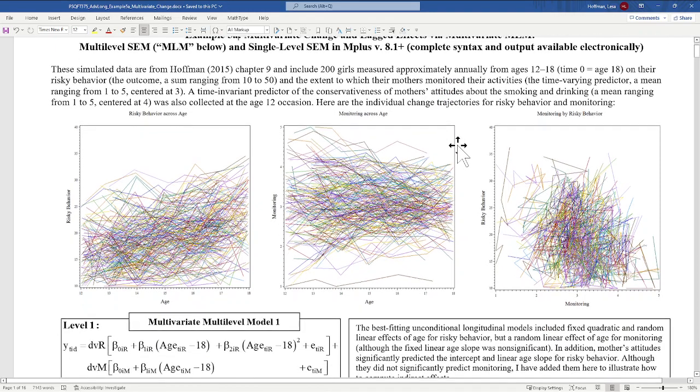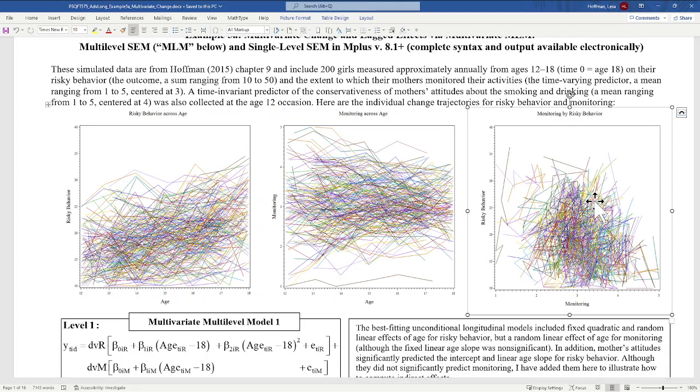So as we discussed in class, these are simulated data based on real data that were part of studies I was involved with when at Penn State as a postdoc. And the two variables in the story here are risky behavior and parental monitoring. Each of these was measured approximately annually across 12 to 18-year-old girls. So we have a spaghetti plot here of changes in risky behavior as a function of age as our time one variable. We have changes in monitoring as a function of age, and then I have a scatter plot here of monitoring by risky behavior to try to get at their bivariate associations.